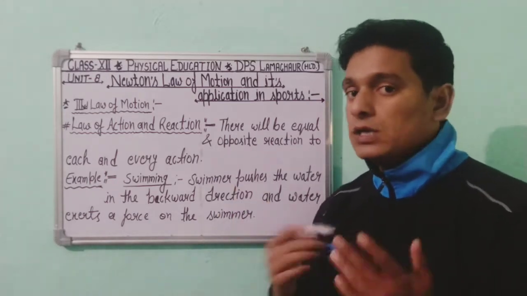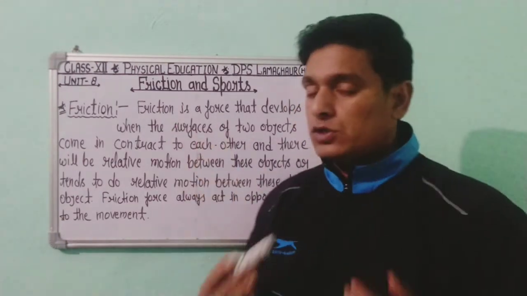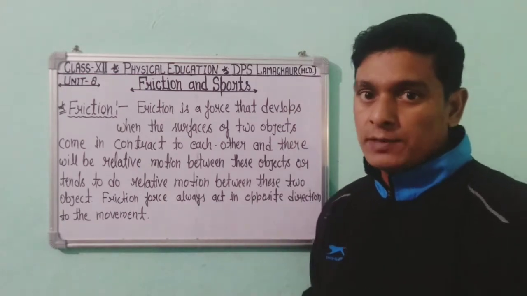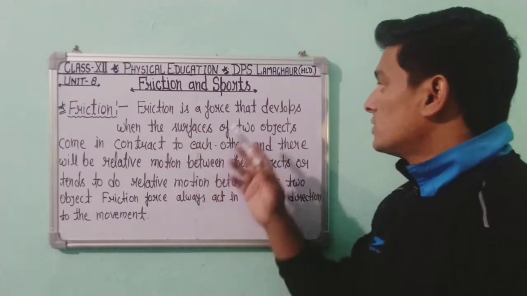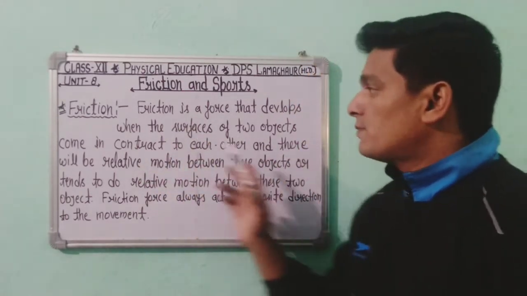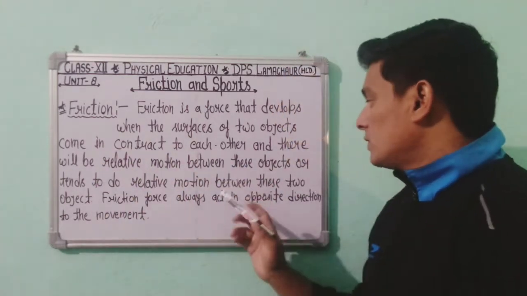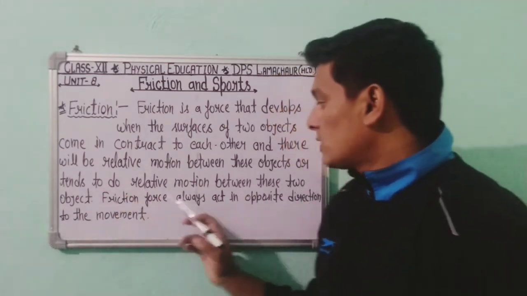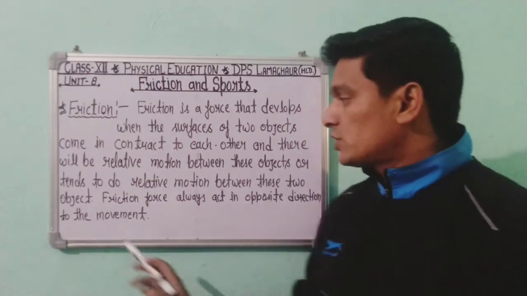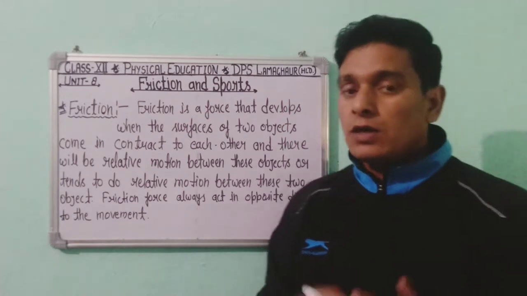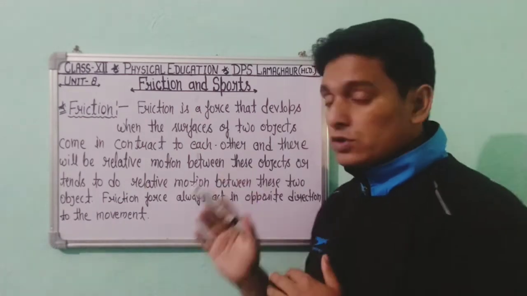Now let's know about the next topic, which is friction and sports. What is friction and what is its application in sports? So let's understand friction first. Friction is a force that develops when the surfaces of two objects come in contact with each other, and there is relative motion between these objects, or a tendency toward relative motion. Friction force always acts in the direction opposite to the movement. It means if there were no friction, there would be no movement. I hope you understood about friction.